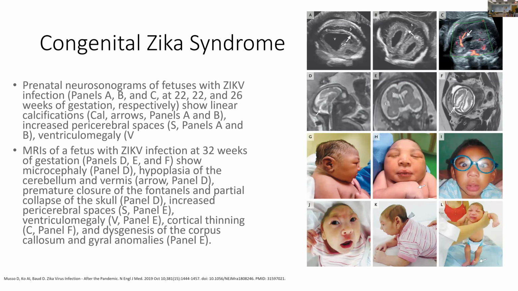And then here are just some more pictures of abnormalities that you can see with congenital Zika syndrome. In the ultrasound findings on the top, we see calcifications, increased pericerebral spaces, ventriculomegaly, abnormalities with the corpus callosum. The next line down, we see MRIs, which helps to further delineate those abnormalities. And then further down, we actually see the birth outcomes of the children with congenital Zika syndrome.